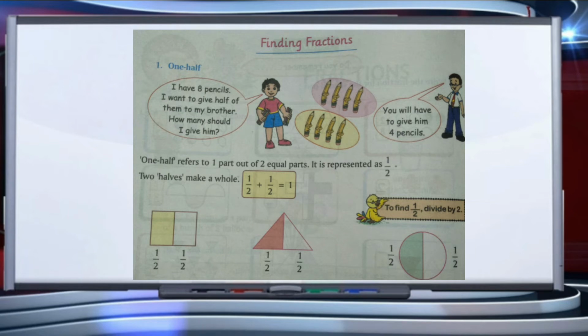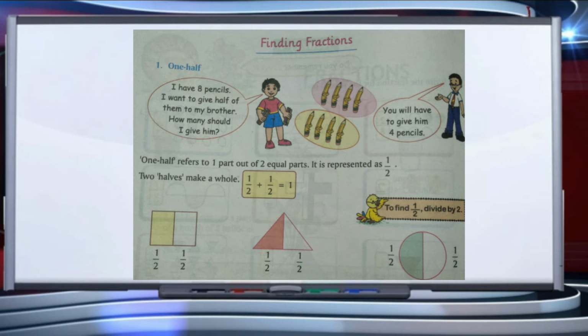If 2 equal parts are given and we have taken one part out of that, that is called 1 half. It is represented as 1 by 2. We can write it as 1 upon 2. And 2 halves make a whole. Like if I add 1 by 2 plus 1 by 2, then it will become 1.